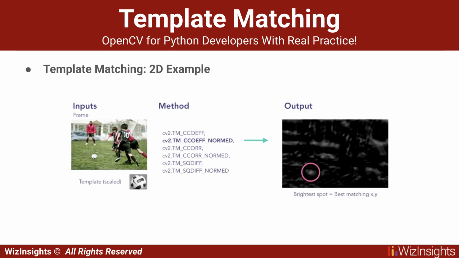So let's move to the next one here, and that is the two-dimensional example. It's only a yellow ball in the actual scene, and we can see very clearly in the output that the brightest spot of the image is exactly where we expect the ball, somewhere here.